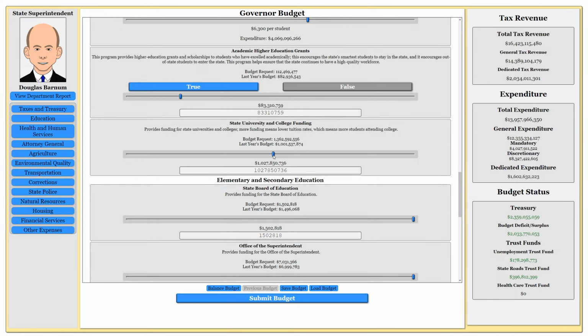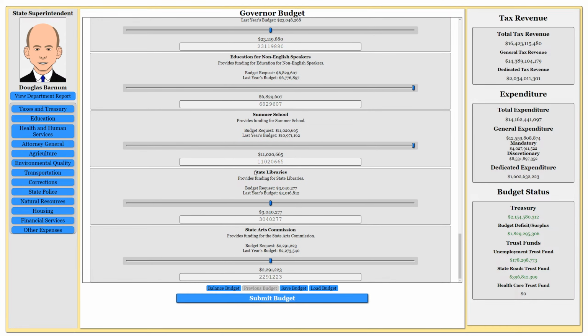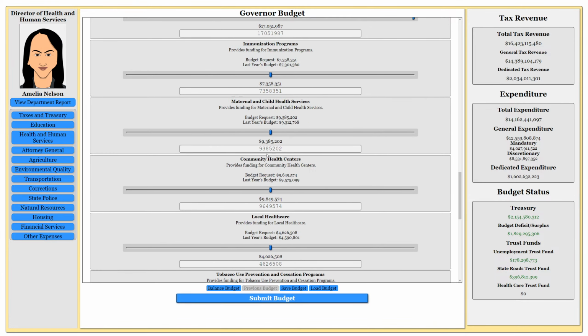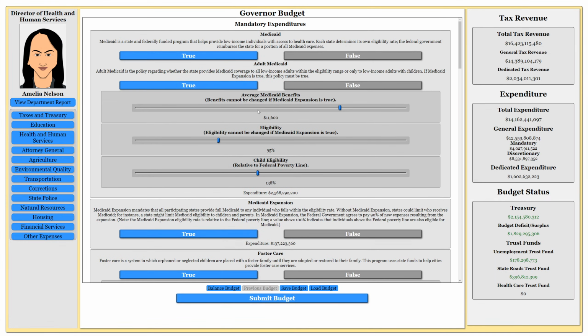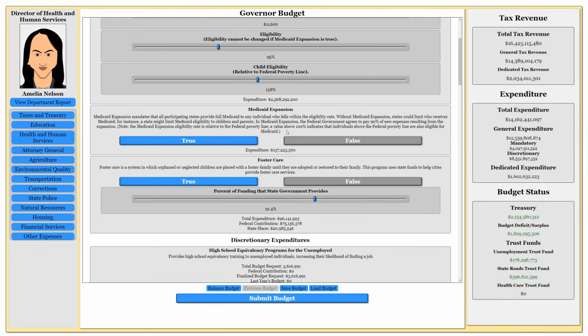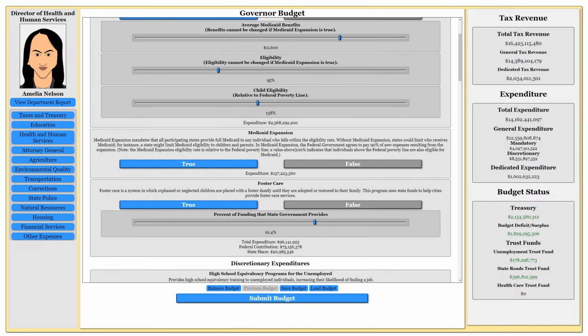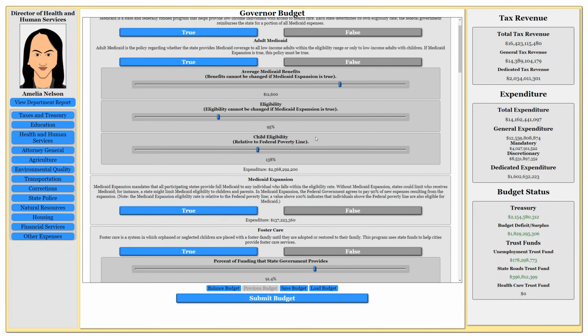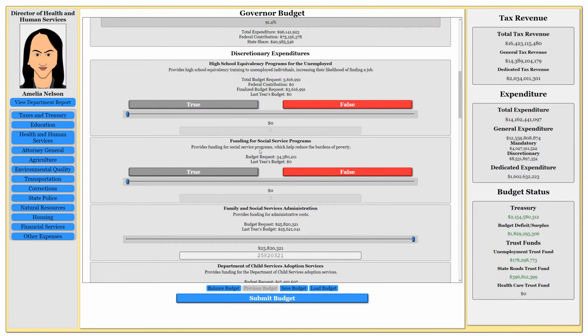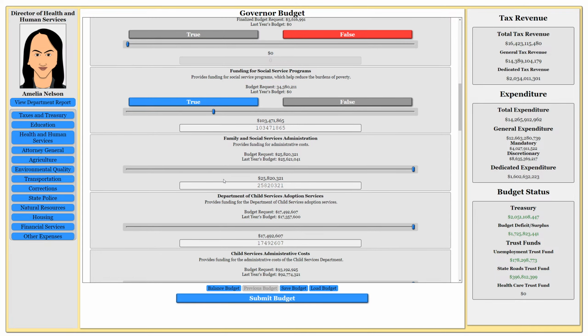More students attending college. Let's go ahead and do an additional $200 million to state university funding. And Medicaid. And Medicaid expansion. Yeah, that's what we have. So this one won't matter because we already did the Medicaid expansion, and so that is already approved. So go down. Social services. Let's do $100 million of social services.